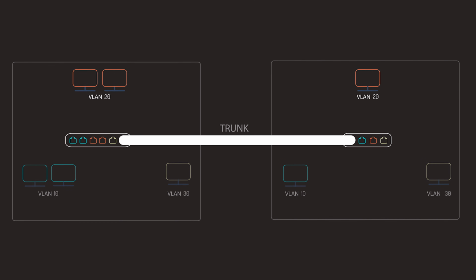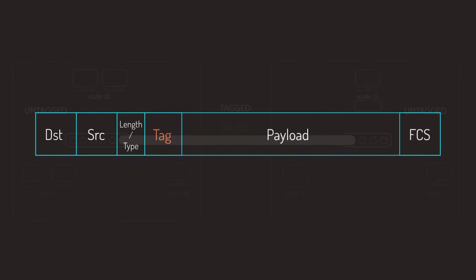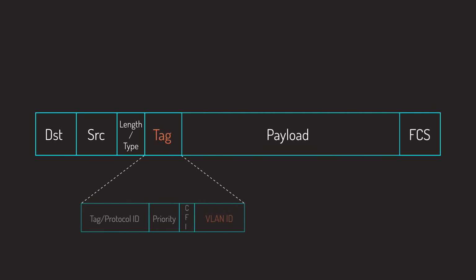Using 802.1q tagging, the switch adds a VLAN ID to each frame before it crosses the trunk. The receiving switch then uses this ID to forward the frame to the correct VLAN. Finally, here is the Ethernet header format, and of importance here is the tag field. When we zoom into this field, we can see that the tag/protocol ID field identifies the protocol in use. In our case, this is just 802.1q since we're talking about VLANs. And the VLAN ID identifies the VLAN number.